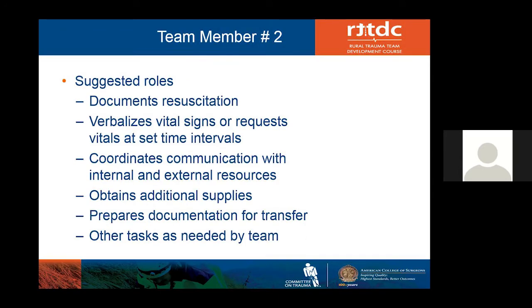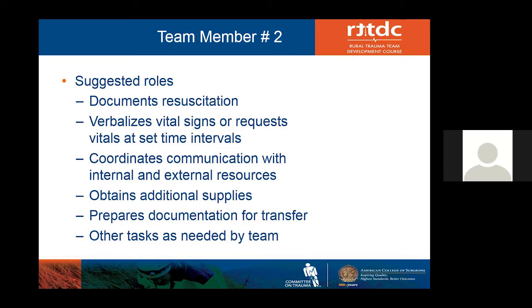Team member two may not even be a clinical person. They may just be the clerk sitting at the front desk or the chaplain that may be there. You're going to use them for documentation, following the vital signs, reporting them out, whatever. So you can tell me the vital signs every 5 minutes or whatever. Communication with internal and external resources, such as your ambulance companies, helicopter companies, or the referring trauma center. They'll be running and getting things that aren't immediately available in your rooms.